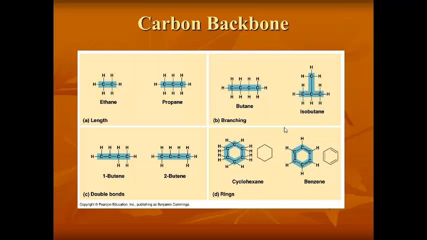You can see that you have linear chains of carbon. You can have branching chains of carbon. You can have carbon rings, right? You can have double bonds within an organic molecule within the carbon backbone.